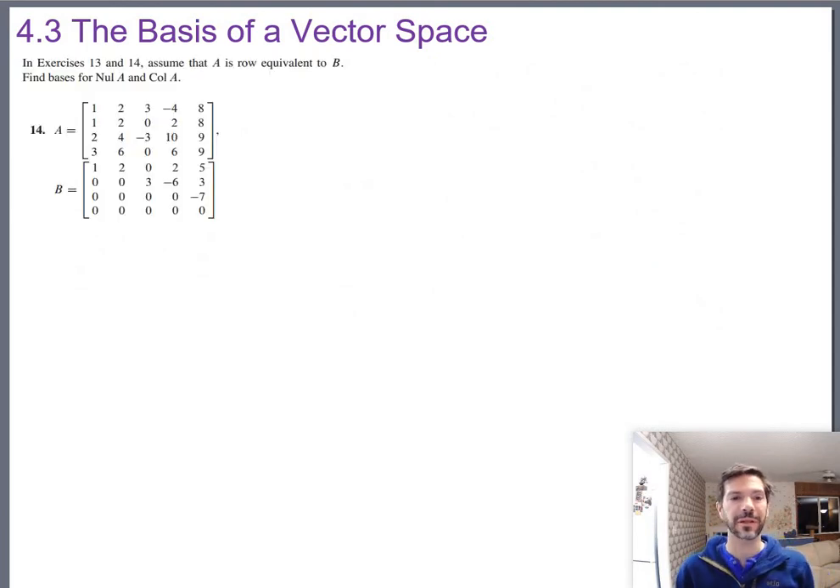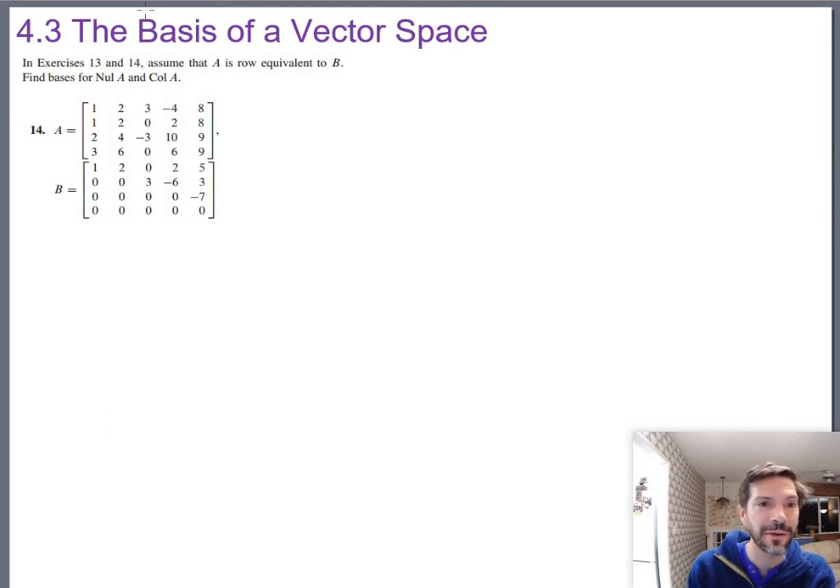Okay, let's do a couple more. 13 and 14, nicely enough, they did the row reduction for you already because doing the grunt work is not the focus at this point. So they said here's A, which has been row reduced to get to B. And they want you to find the basis for the null space and for the column space.